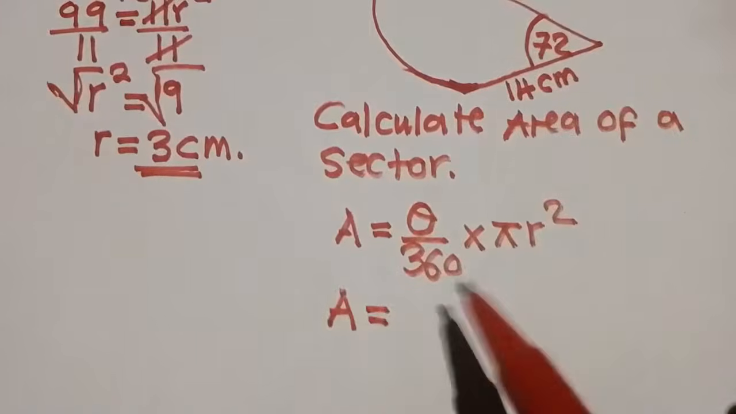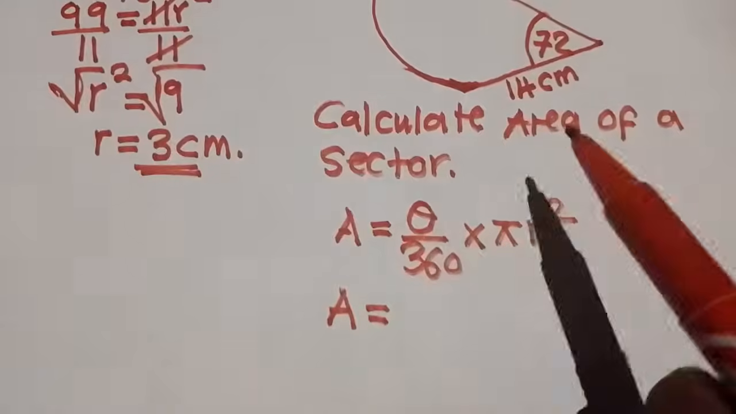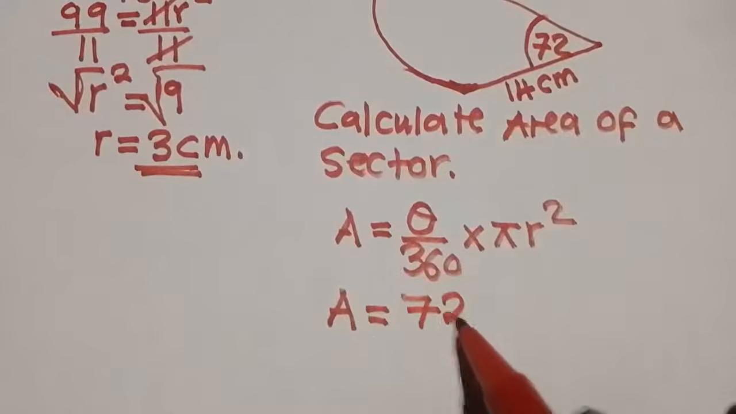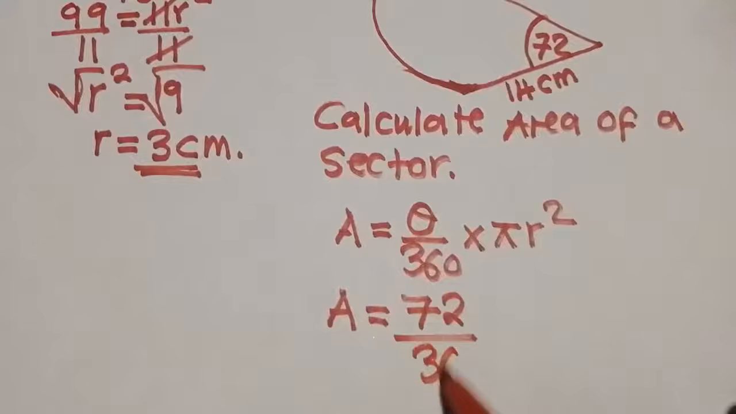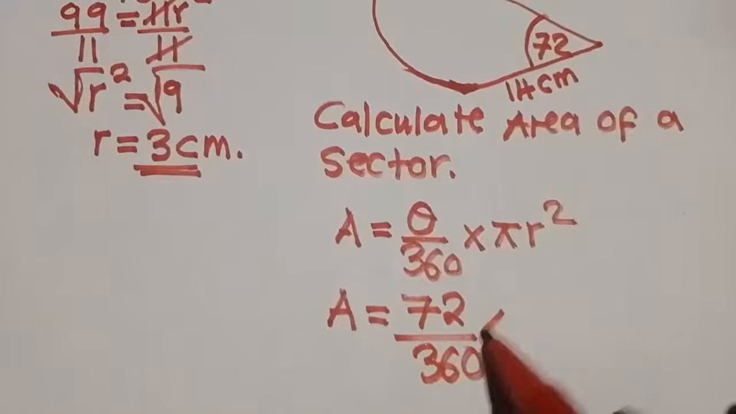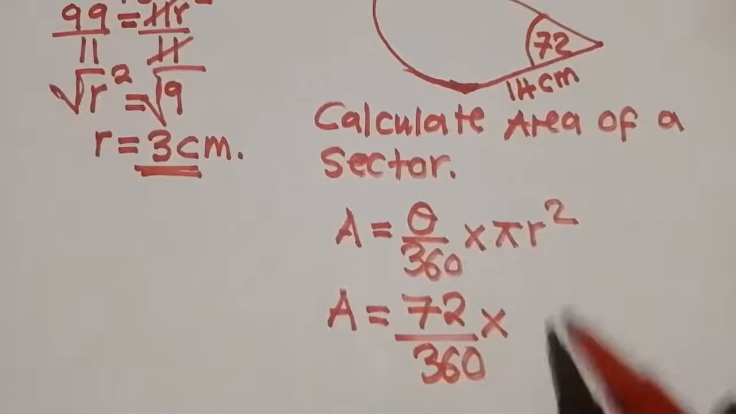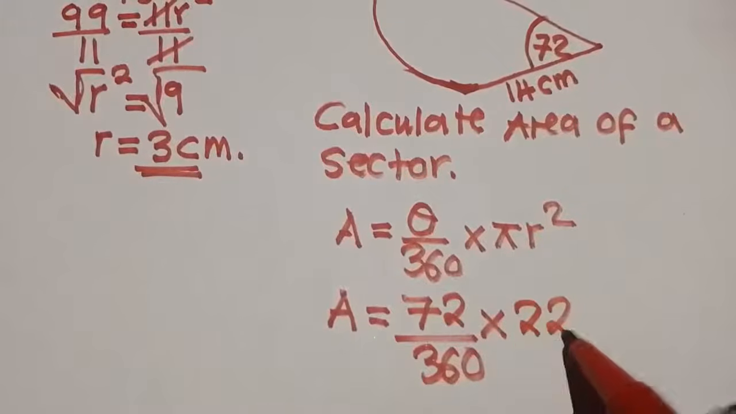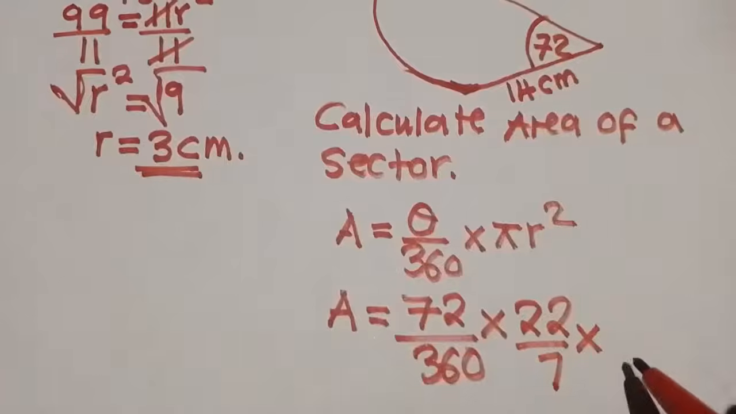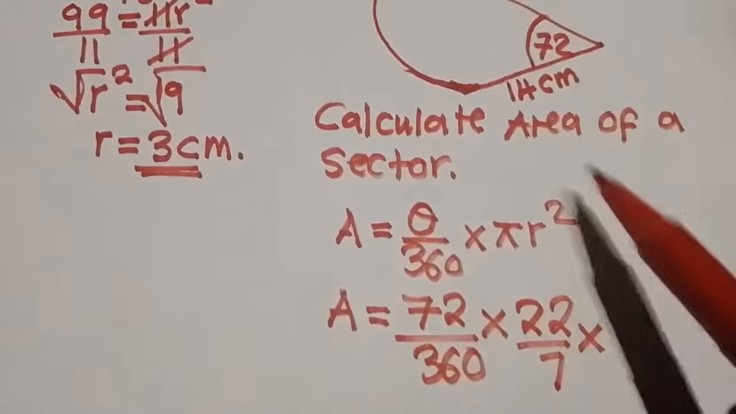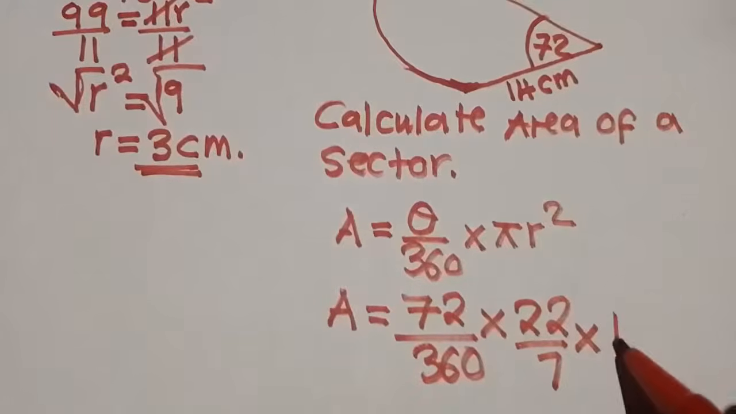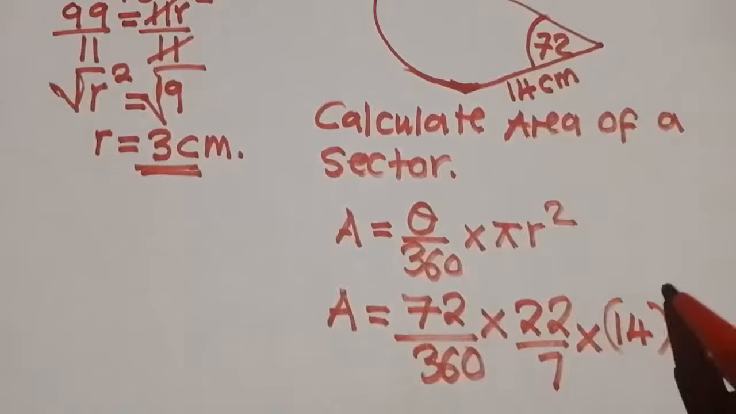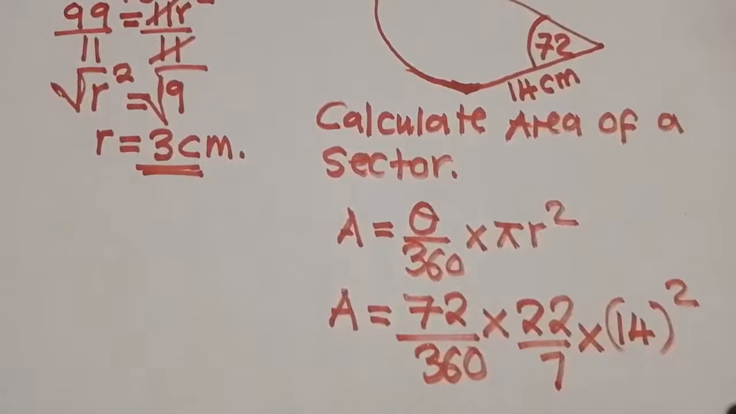Area is equal to, what is the theta? What theta are you given? 72. So you say 72 over 360. Then times, what is your pi? I have told you you always need to use 22 over 7. Times what is your radius? The radius is 14. So I'm going to say 14 squared.